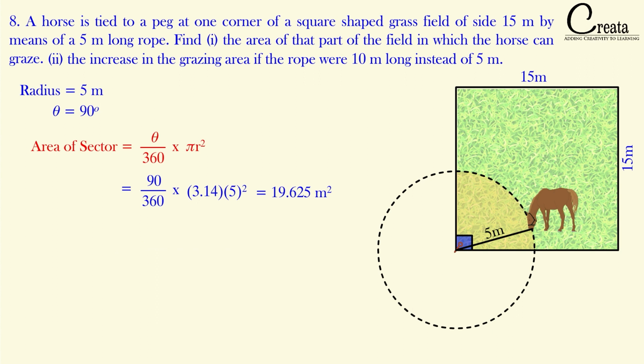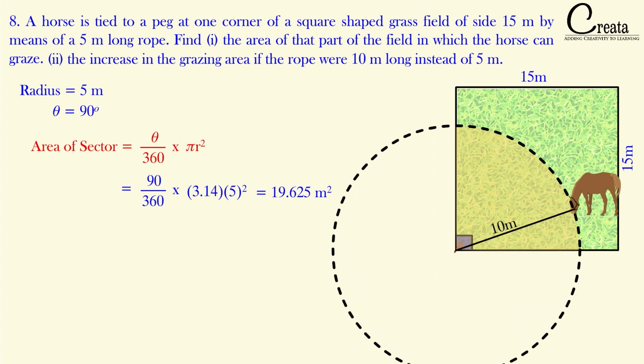In the part 2, the length of the rope has been increased from 5 meter to 10 meter and we have to calculate the additional area in which the horse will graze. So if we increase the length of the rope, now the grazing area of the horse will increase. This is a new area and this is also a sector. Let's find the area of this sector. The theta is same as 90 degree. Only the radius has been changed from 5 meter to 10 meter. The new radius is 10 meter.